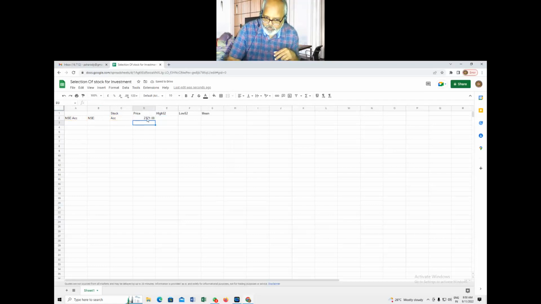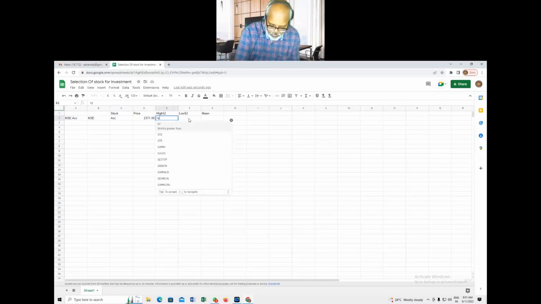Because whenever we search in Google Finance, it takes into consideration all the stocks available in trading. So we have to be specific that I want the stock price of a stock which is in NSE. That is why we have used NSE colon ACC. So it's very important that you specify it not from the C list, but from the A list.